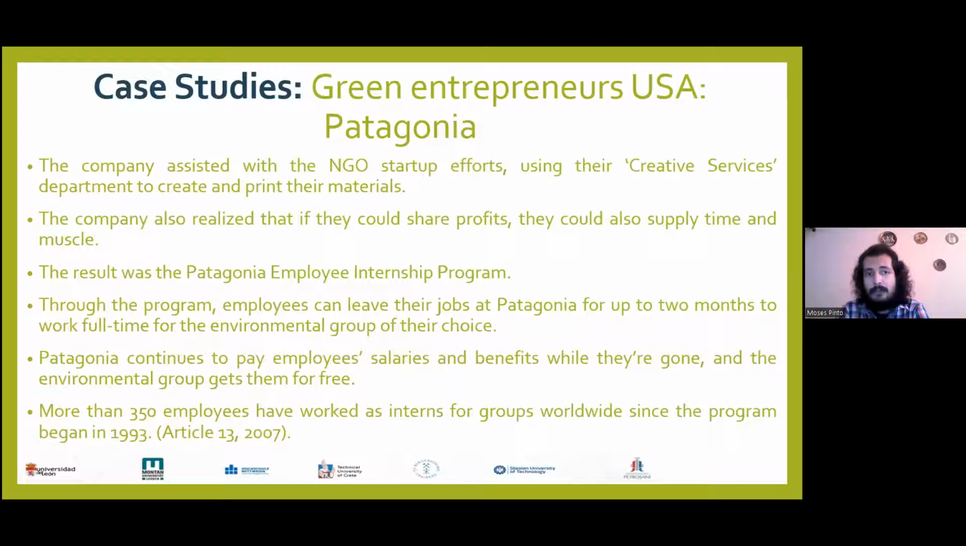The company also realized that if they could share profits, they could also supply time and muscle. The result was the Patagonia Employee Internship Program. Through the program, employees can leave their jobs at Patagonia for up to 2 months to work full-time for the environmental group of their choice. Patagonia continues to pay employees' salaries and benefits while they're gone, and the environmental group, that is any particular NGO in the area, gets the services of these Patagonia employees for free. So far, as of 2007, more than 350 employees have worked as interns for groups worldwide since the program was begun in 1993. So this is an innovative venture, a green venture.